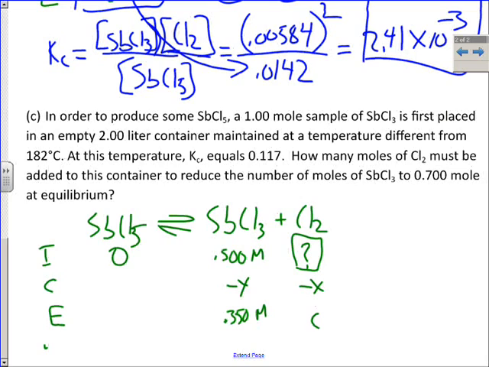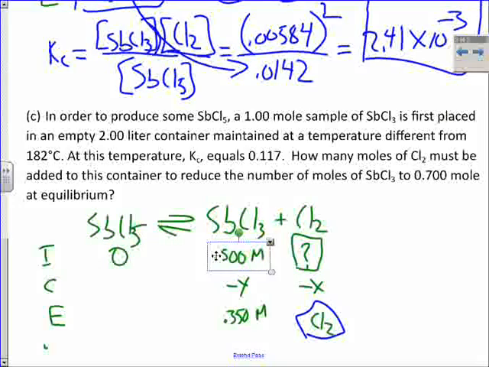But what we really need to know is what that concentration is. Because if we can find this concentration and we know what X is, we can find out how much Cl2 we started out with initially. So we know our initial conditions. We have 0 of SbCl5, and we know we had 0.500 molar SbCl3. We just don't know how much chlorine was in there with it. And we know as the reaction proceeds to equilibrium that SbCl3 is going to go down by X, the Cl2 will go down by X, and therefore the SbCl5 will go up by X.